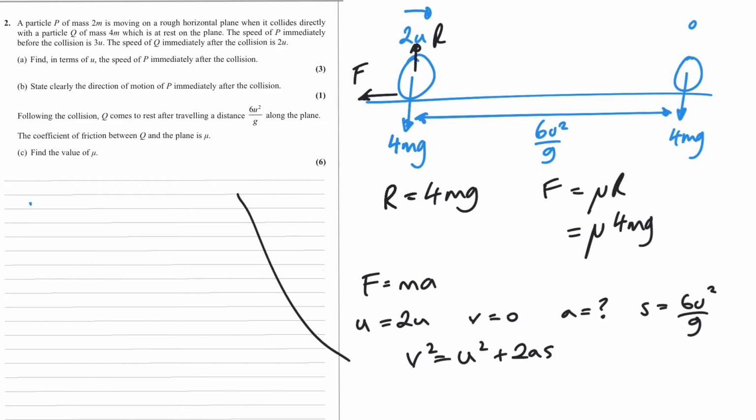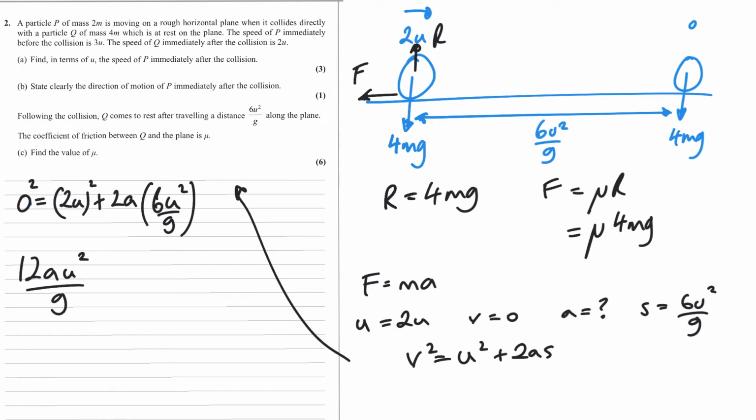So we pop it up here. So we've got 0 squared equals 2u squared plus 2a, and then s is 6u squared over g. So that gives me 12au squared over g, and equaling to negative 4u squared.